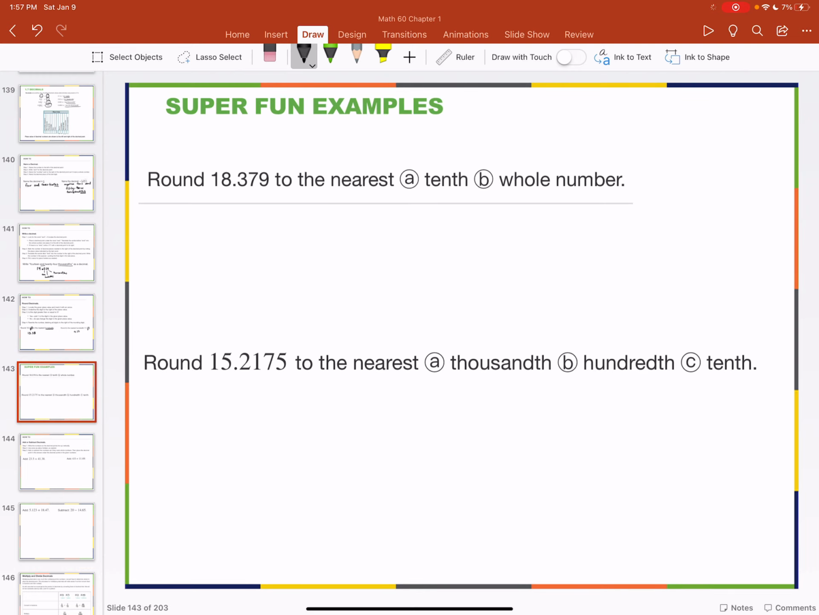Okay, so let's do some super fun examples. Let's go ahead and round. Did we just do this one?